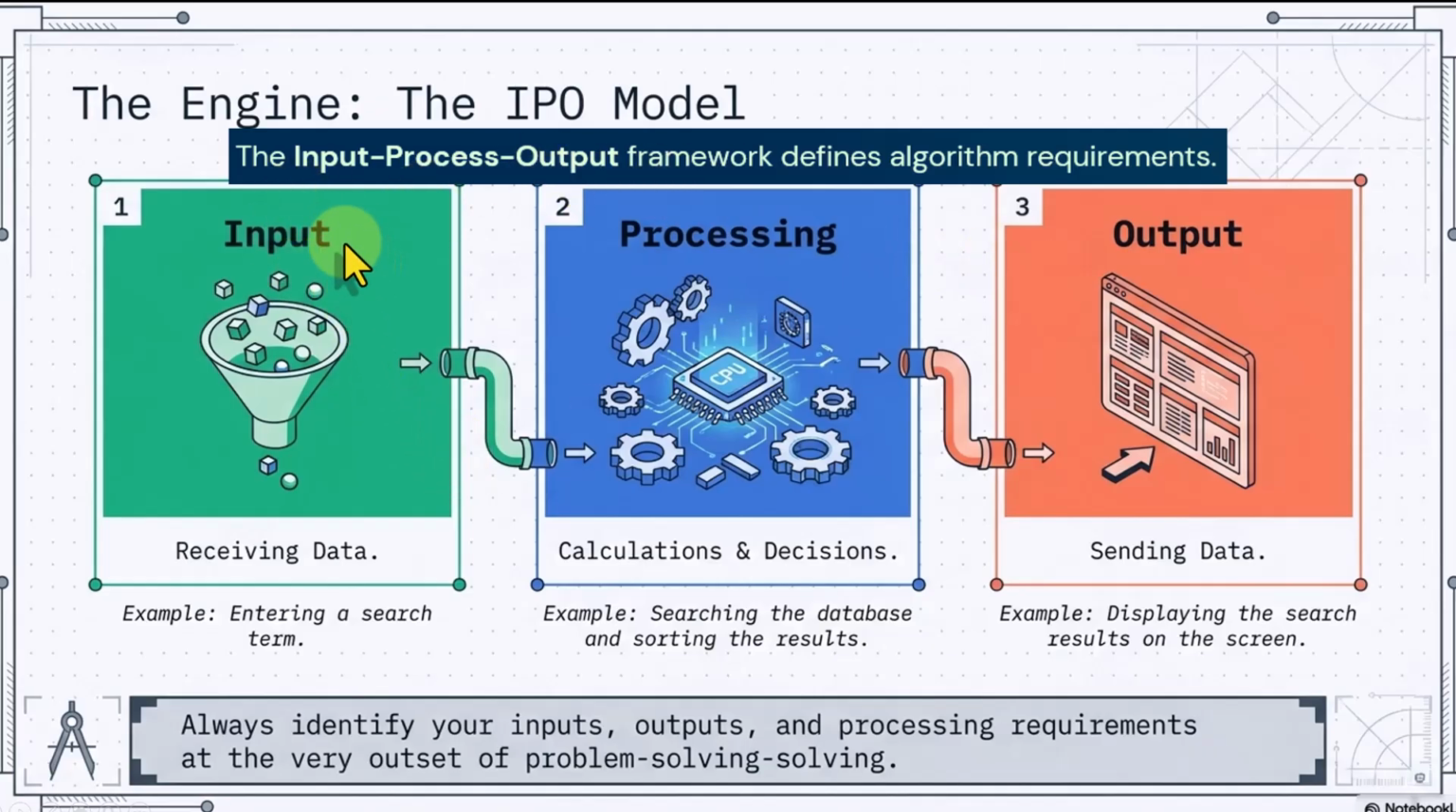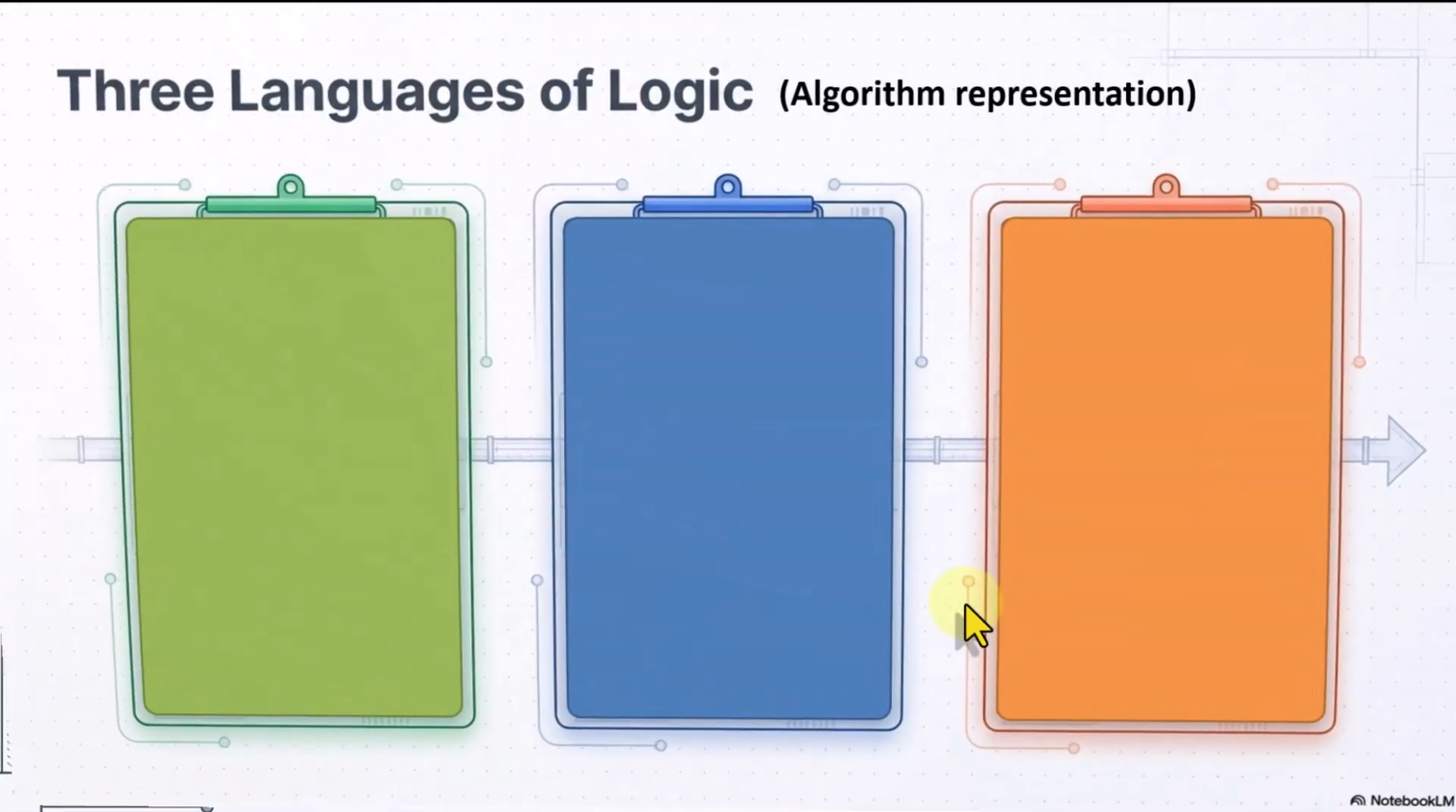Input is receiving data, for example entering a search term. Processing is calculations and decisions, what things it needs to do. That is performed by the hardware of the computer, the CPU. For example, searching the database and sorting the results. After that, output is sending data to the screen or to the user, such as displaying the search results on the screen. This is what you have to do for any algorithm.